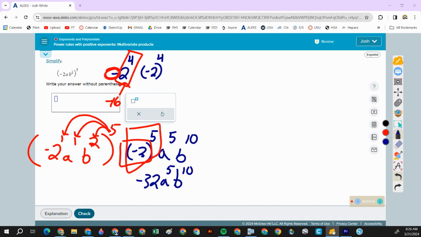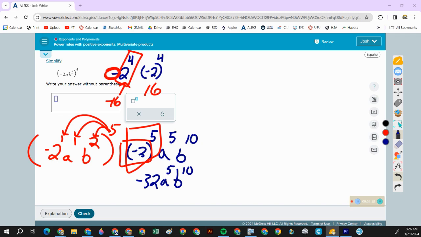But this one is saying, what is the 4th power on the negative 2? And that would be negative 2 times negative 2 is 4, times negative 2 is negative 8, times negative 2 is 16. So it's really important when you have negative numbers raised to an exponent that you figure out should they go in the parentheses or not.